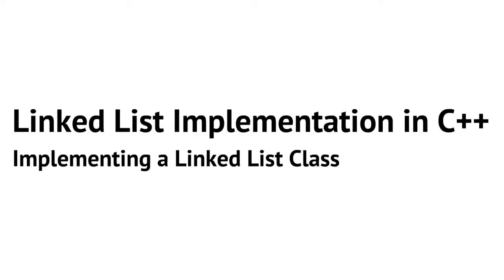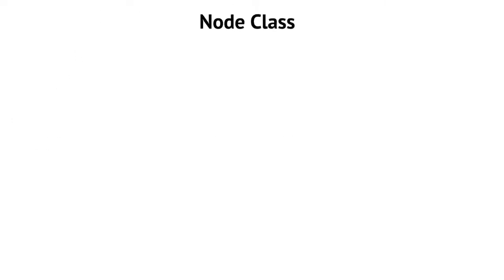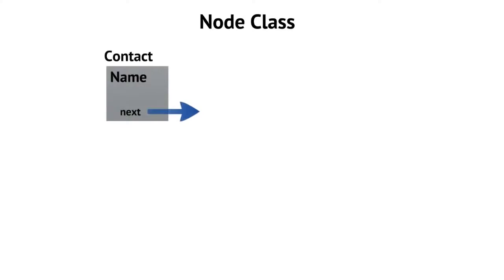In this video, we're going to continue looking at how we go about implementing this linked list data structure in C++. In one of my previous videos, we looked at creating this node class. In our case, we were trying to create a node to be representative of a contact that you may find in an address book. We kept it very simple and only had a name, but we also had this next pointer.